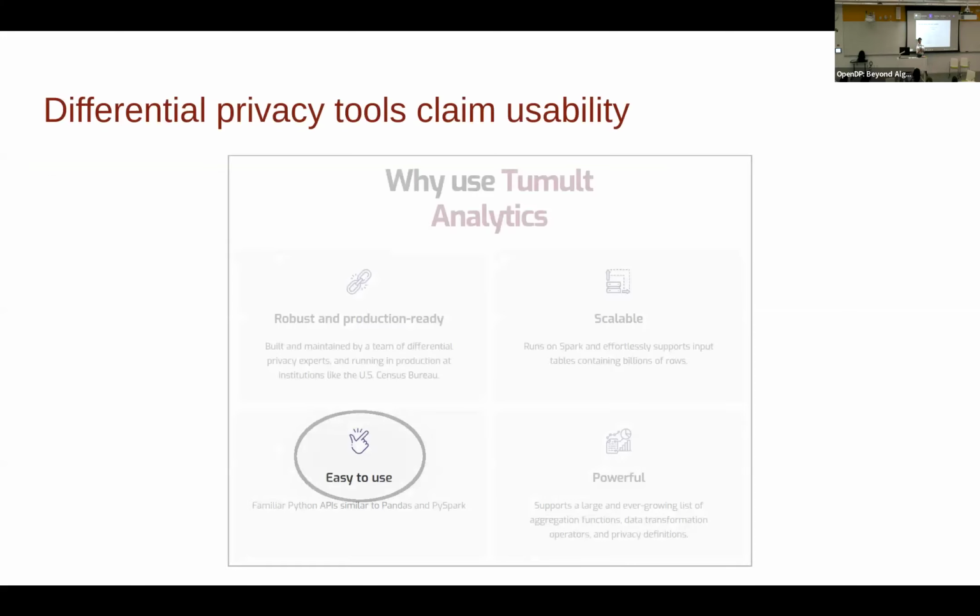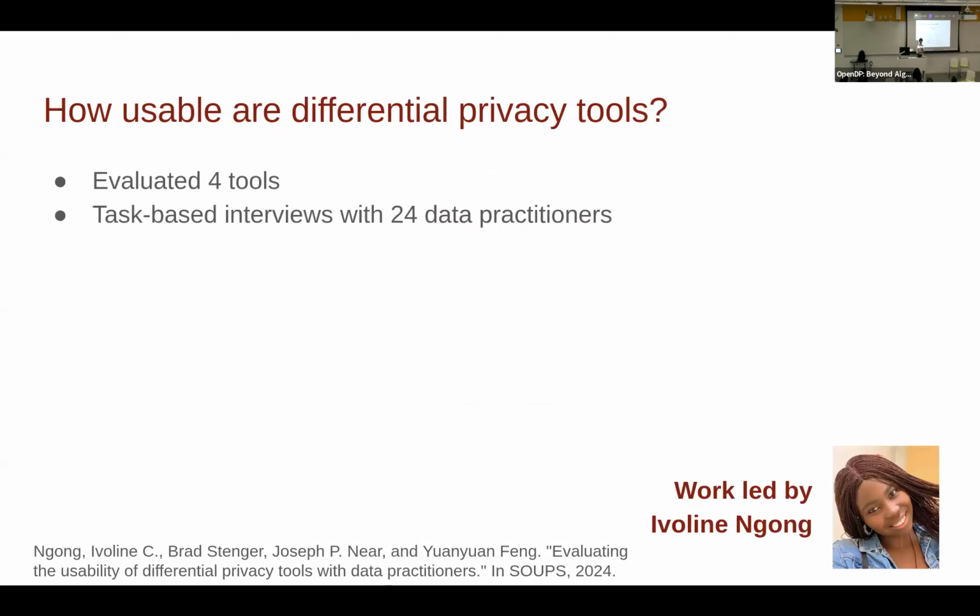Okay, first I'm going to talk about tools. This is the thing where I have the most that we've already finished that I can talk about. There are differential privacy tools now that claim they are usable, that they are easy to use. This is a screenshot from Tumult Analytics, who I'm picking on because in the next slide I'll be picking on other tools. But it says right here it's easy to use. So we were wondering, how true is that? Are these tools actually usable yet, or do we have a ways to go? And what do they need to be more usable?